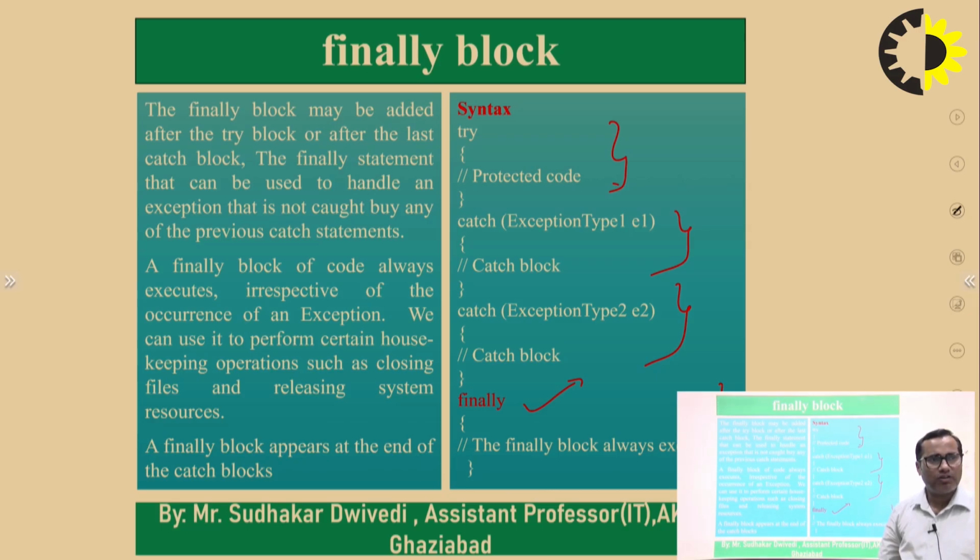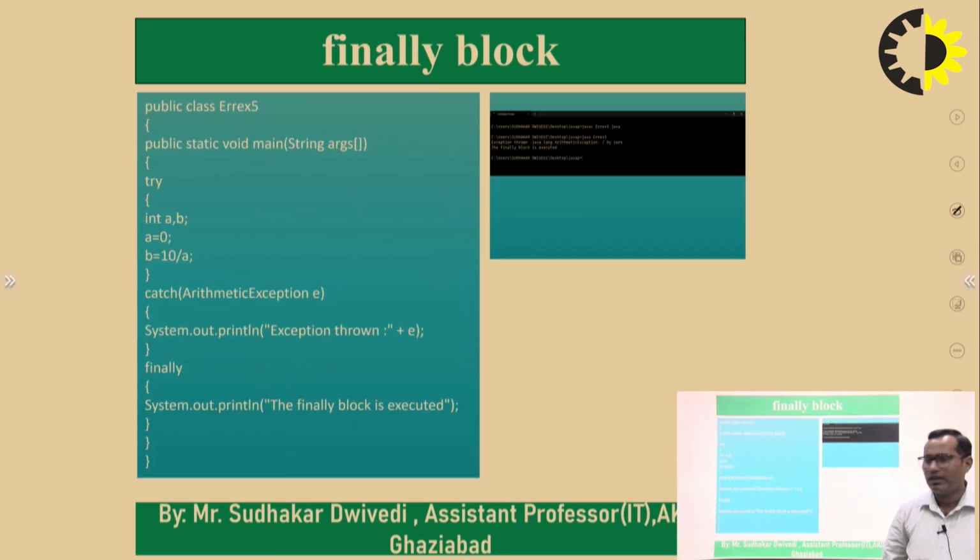A finally block of code always executes irrespective of whether an exception occurs or not. We can use it for housekeeping operations like closing files and releasing system resources. For this purpose, the finally block will be used because this block will be compulsorily executed, and the finally block will always appear at the end of all the catch blocks. So this is the finally block.